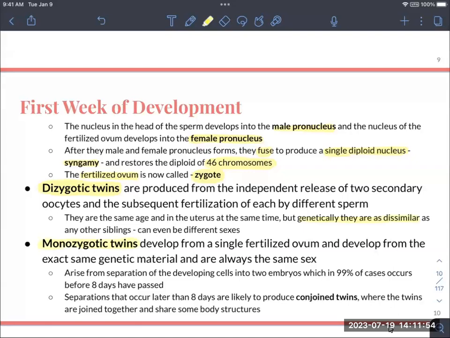Monozygotic twins. This is where a single fertilized ovum gets fertilized and they have the exact same genetic material. They are always the same sex. When these cells start to divide and separate, there ends up being two different embryos that develop. And this usually happens before 8 days have passed. If it happens after 8 days, this is where conjoined twins come into play. They're still together. They can share some of those same body structures when they are born.